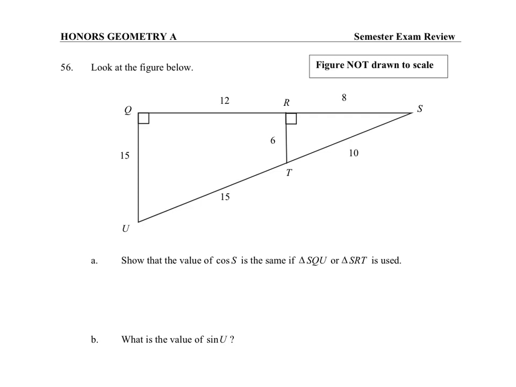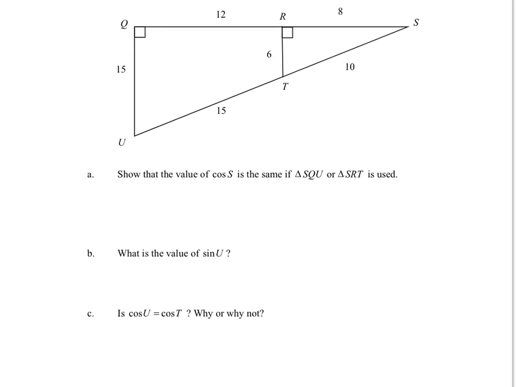Question 56 says, look at the figure below and note that it is not drawn to scale. Show that the value of cosine of S is the same if triangle SQU, so the big triangle, or triangle SRT, the small triangle, is used. So the first thing we're going to do is let's find the value of cosine of S if we use triangle SQU. So SQU is the big triangle, and we're looking at angle S right here.